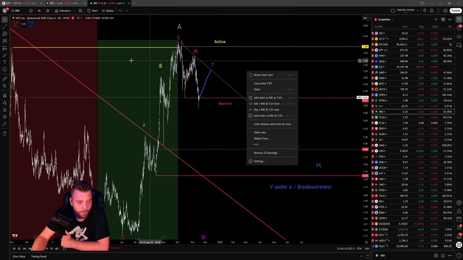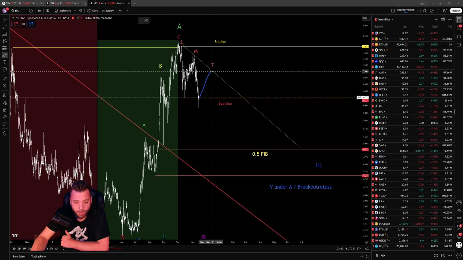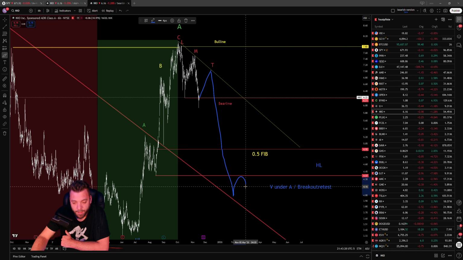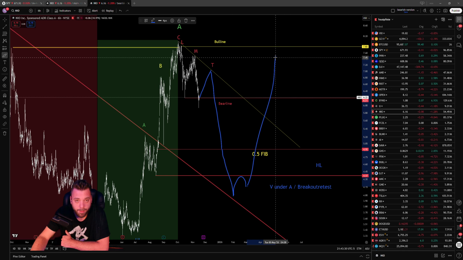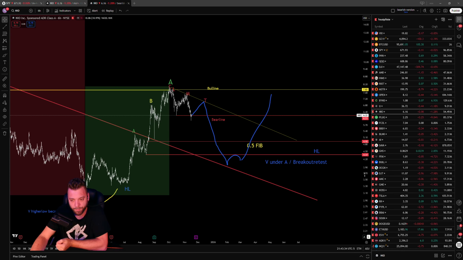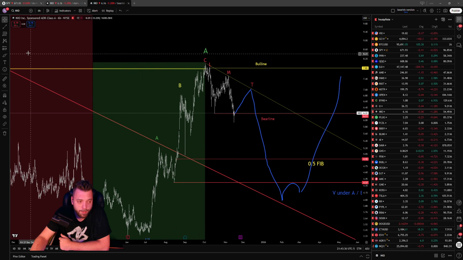And then your next two targets are 490, bounce, higher low, and go, or V under A. Here, breakout retest, V under A, higher low, and then you go. And the thing with this is that if you look, what is this?